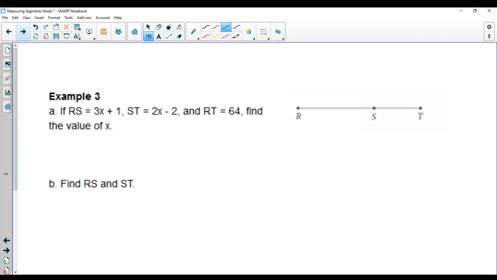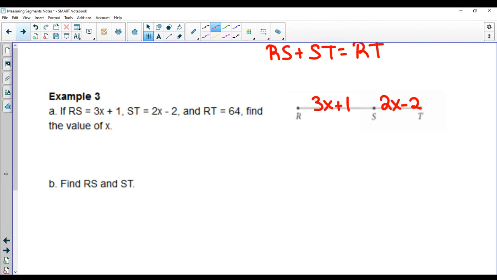Okay. Now we're going to step it up a little bit and do some algebra. That's not that much harder, but just gotta be careful. So still doing segment addition, and we're going to stick with our notion of RS plus ST equals RT. Okay? RS is 3x plus 1, so I'm going to label that. ST is 2x minus 2. And then RT, now this time they told me the whole thing because I need it because I got variables. The whole thing is 64.